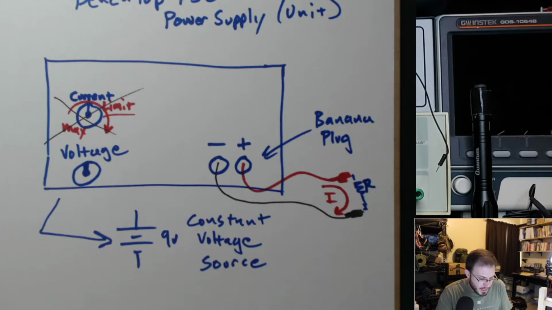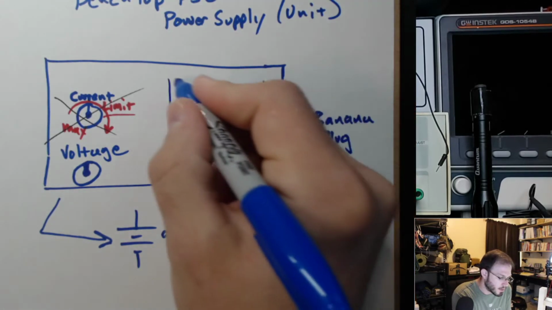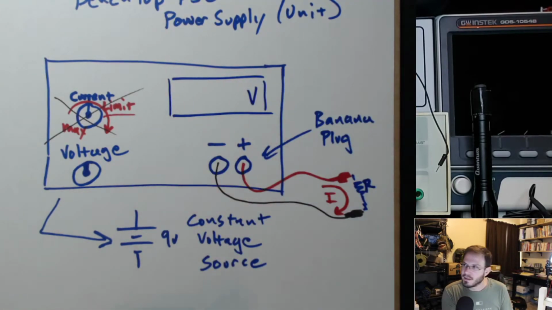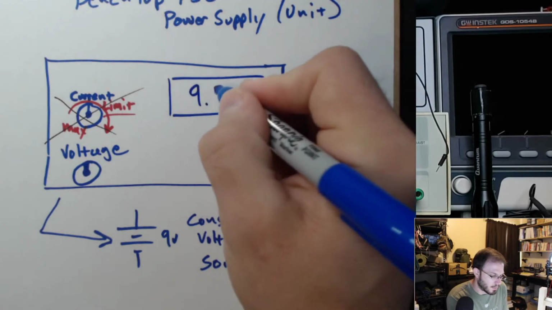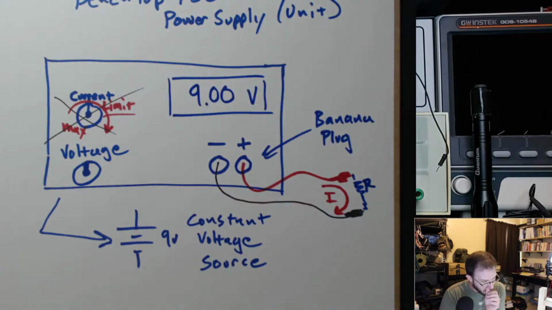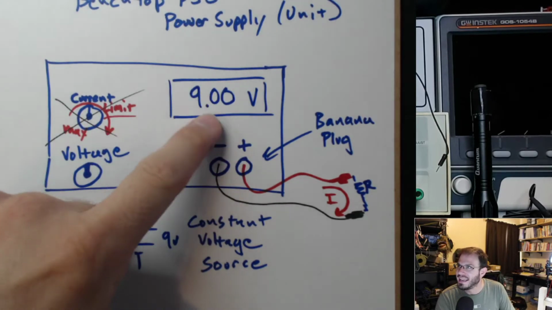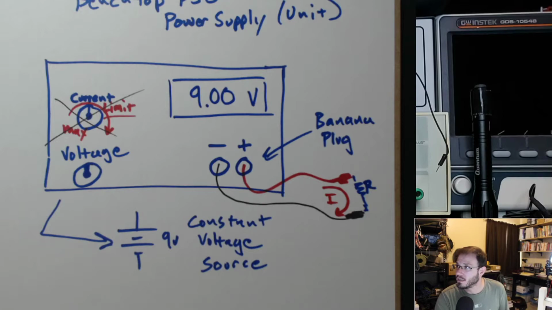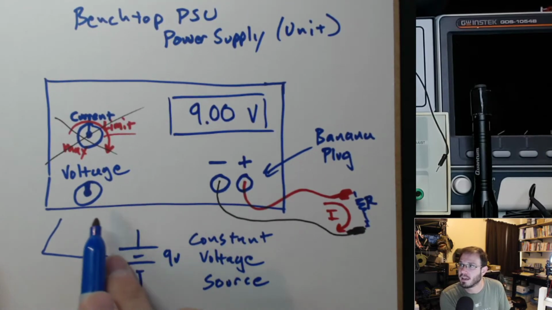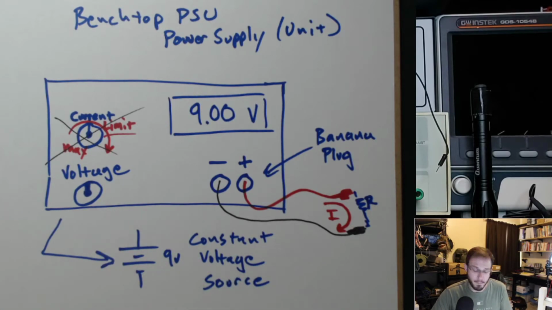Now, the other thing that a benchtop power supply will usually give you is some type of LCD that displays the volts over there. As you turn this knob, you're going to get different voltages on the output because this is an adjustable benchtop power supply. We have the flexibility to change what the voltage is out. And that's really all we need to know about a benchtop power supply.